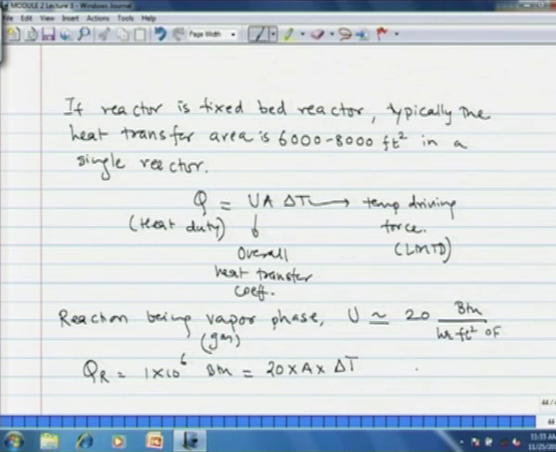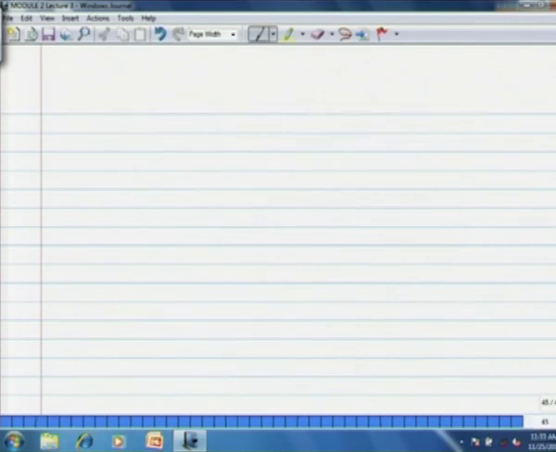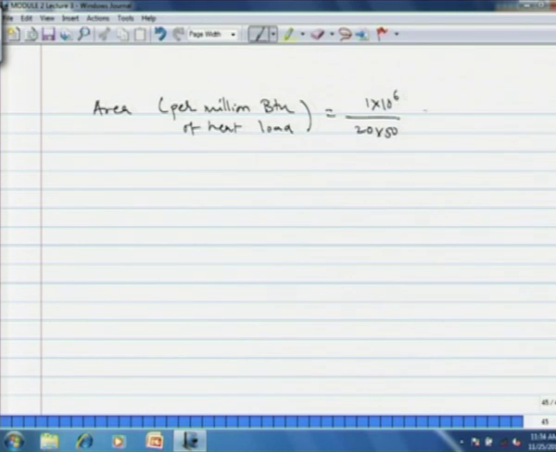Now, let us assume that we have a sufficiently high delta T of about 50 degrees Fahrenheit. Okay. This would be the case when we have, as I just said, a condensing vapor in the shell and gas flow or vapor flow in the tubes. This is typically delta T that we are likely to achieve. Then the area that is required, area per million BTU of heat load, will be 1 into 10 to power 6 divided by 20 into 50, that is 1000 feet square.